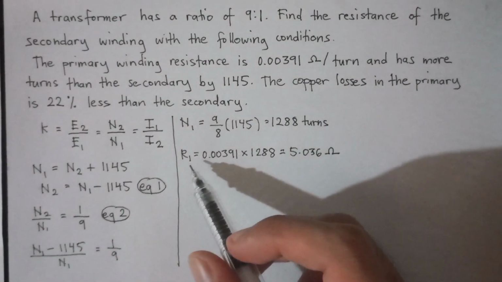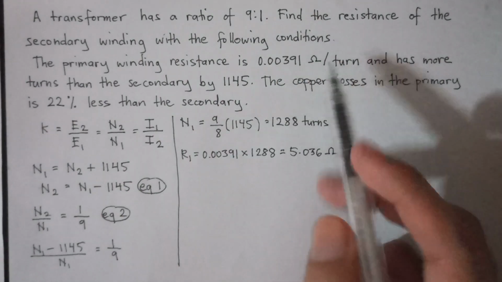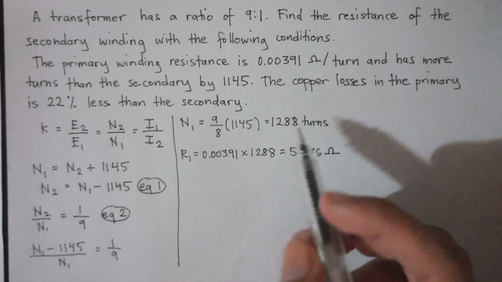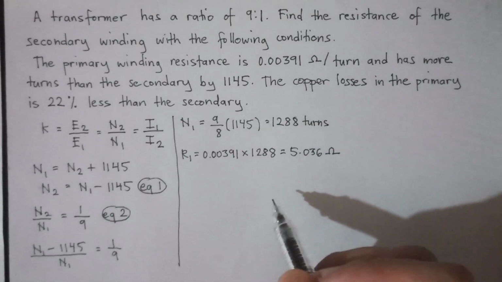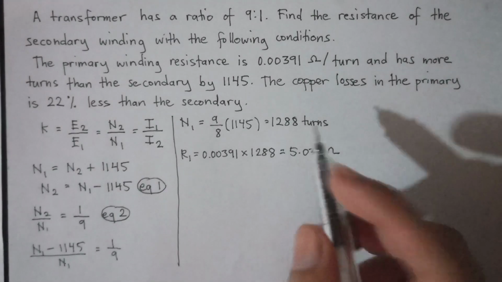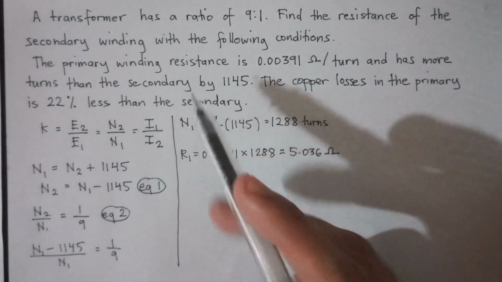So solving for R sub 1, we simply multiply the 0.00391 ohm per turn times the primary winding turns, which is 1288, that is equal to 5.036 ohms. So the condition also says that the copper losses in the primary is 22% less than the secondary.